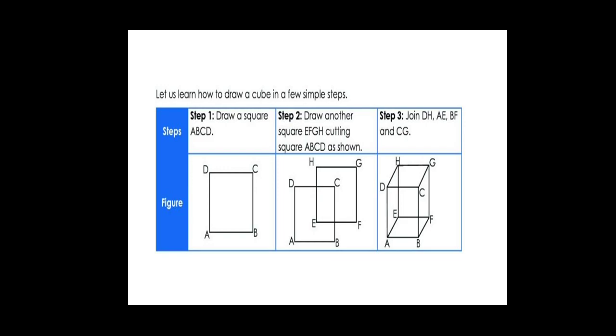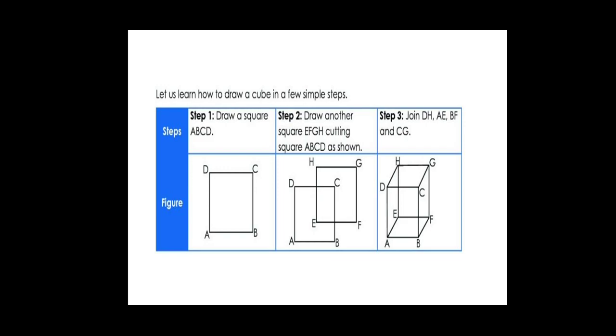Students, here we are going to learn some steps to draw a cube. Let us learn how to draw a cube in a few simple steps. Step number 1: draw a square ABCD. सबसे पहले आपको ABCD नेमिंग स्क्वायर ड्रॉ करना है. नंबर 2, ड्रॉ अनदर स्क्वायर EFGH. एक और स्क्वायर आपको ड्रॉ करना है, आप उसका नाम देंगे EFGH.